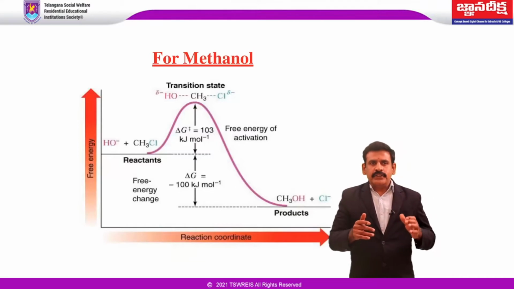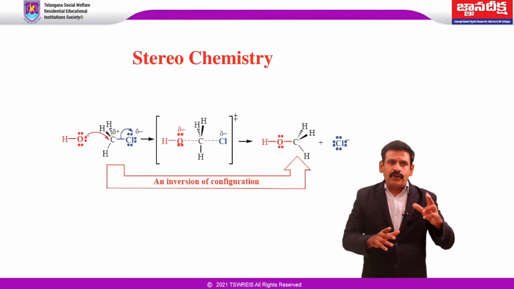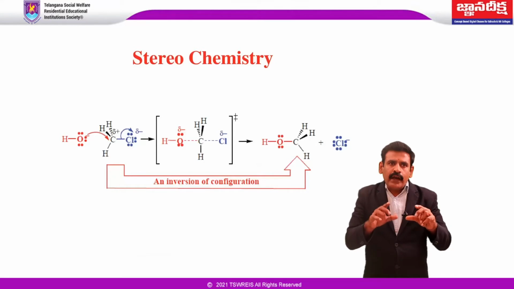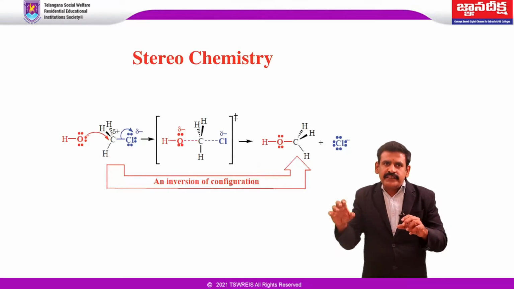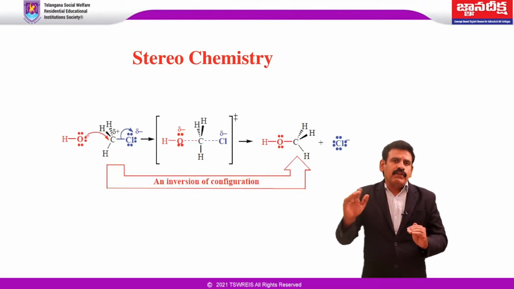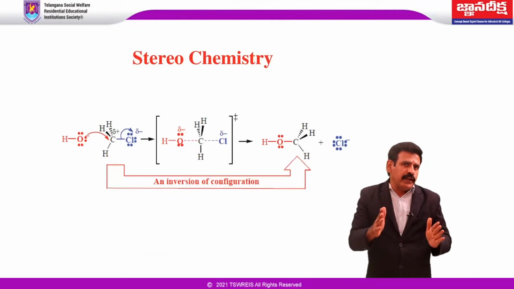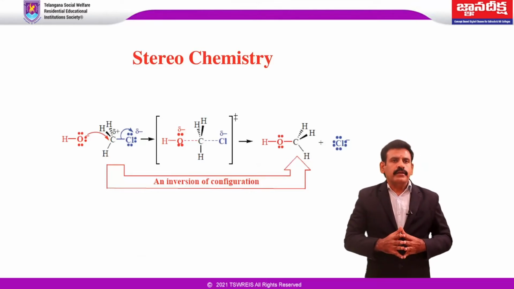So you see the stereochemistry, how inversion takes place. The hydroxide ion attacks the backside of the methyl chloride, and the chloride ion is leaving from the front side. So you see the transition state is a more unstable form, and finally we will get inverted methyl alcohol and halide ion. So an inversion of configuration you observe here clearly.